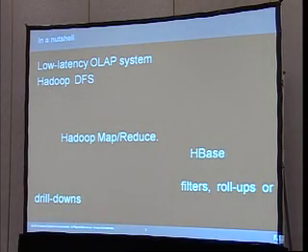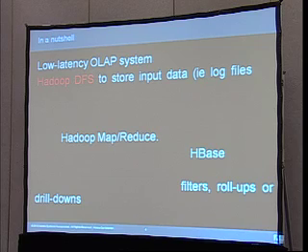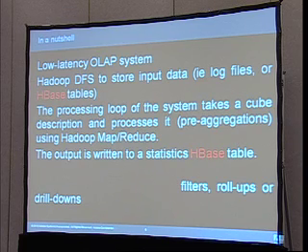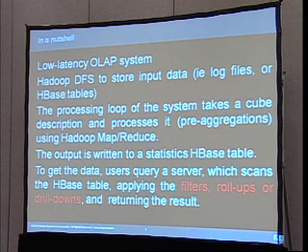So in a nutshell, we have this low latency OLAP system, which uses Hadoop DFS to store input data like log files. The processing loop of the system is built using some MapReduce jobs, which basically take a cube description, and we process it by pre-aggregation using Hadoop MapReduce, storing the results into a statistics output HBase table. Afterwards, users interact with the system by querying a server, which basically scans these HBase tables, applying the filters, rollups, drill downs, any kind of simple OLAP operations that you can think about, and returning the result.